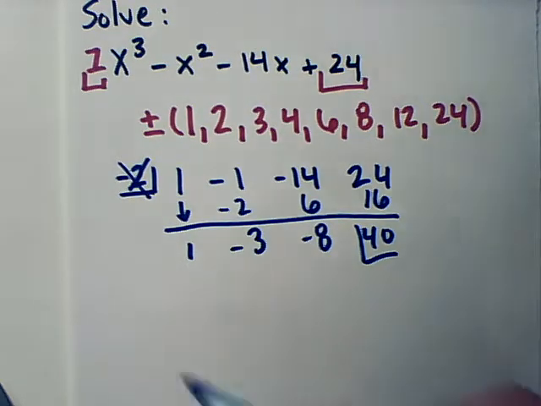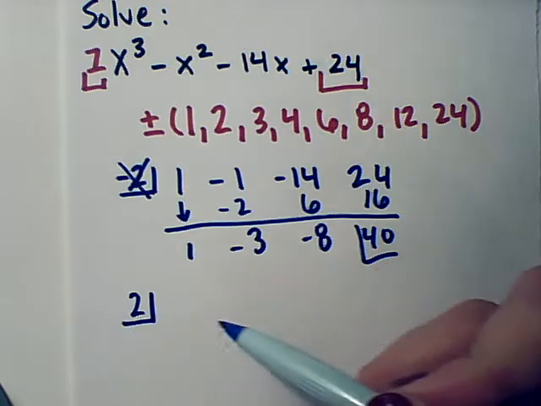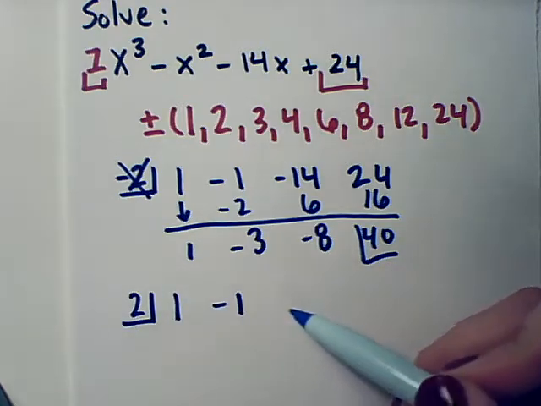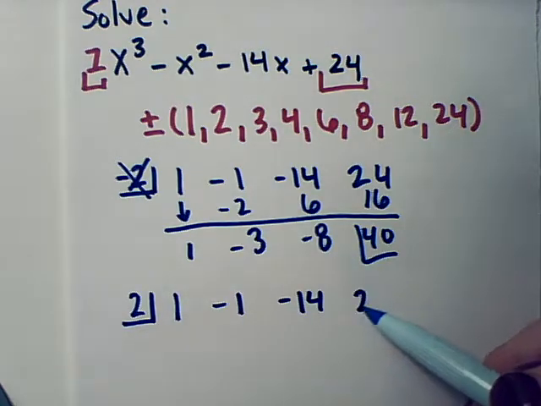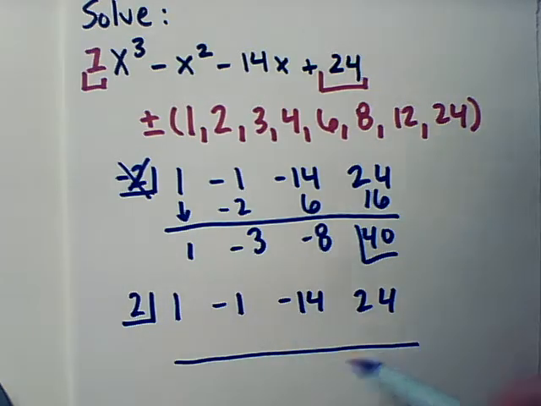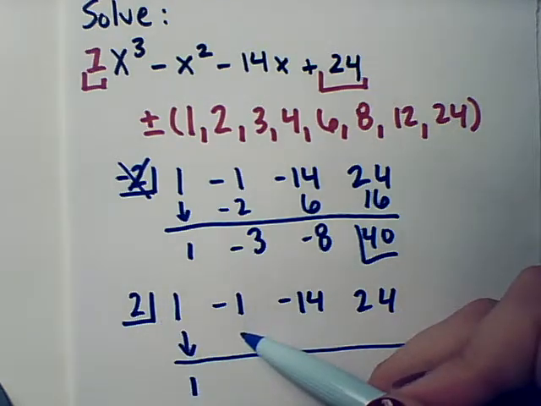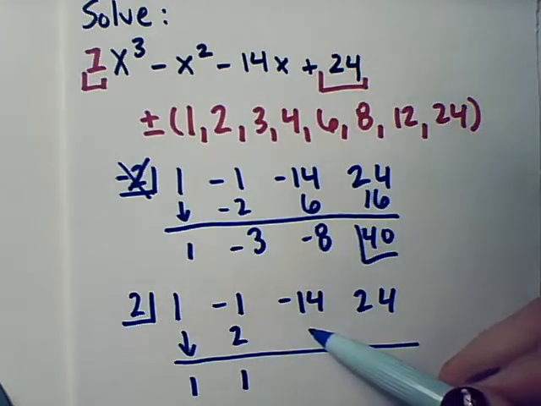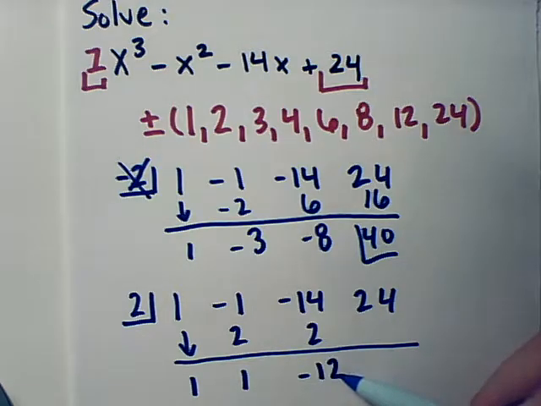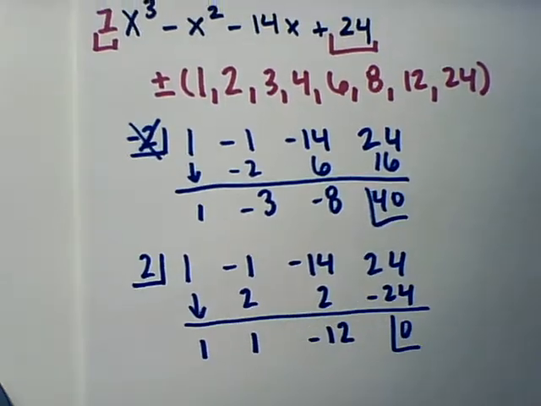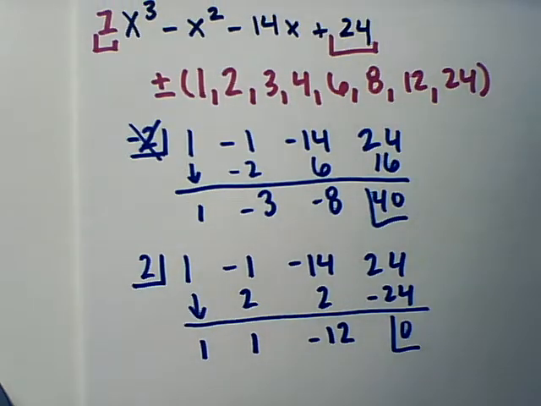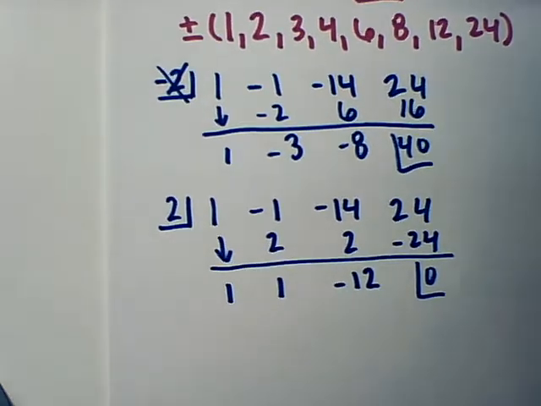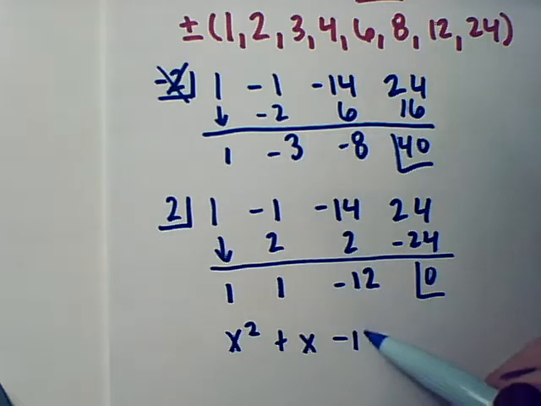So just for the sake of trying it, I'm going to try its opposite, 2. So we've got 1, -1, -14, and 24. We bring down the 1, multiply, add, and go through this whole process until we get to the end of the problem. And actually +2 does work here in this problem. So this 1, 1, and -12 represent our new polynomial. That's x squared plus x minus 12.